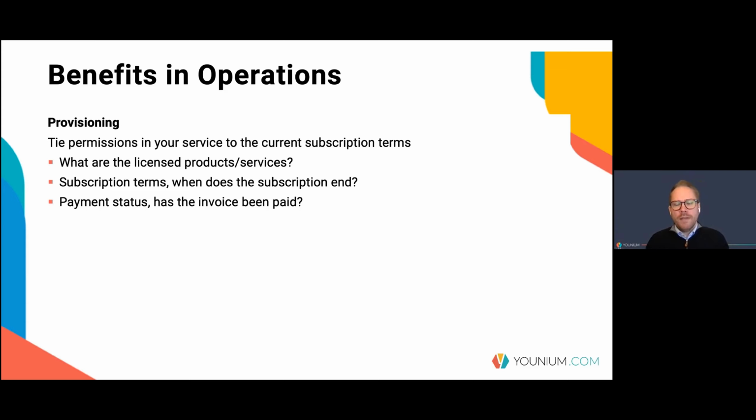If we have all that data, we can use it and we can present it. So one thing is to tie permissions in your platform to the subscription terms, meaning that you have full control over what customers should have access to in terms of products or services or features. But also, of course, what are the terms? When does the subscription end? And is the customer's account in good standing in terms of payment? Perhaps you want to do a pop-out in your service saying payment is due, or do something in the settings page.